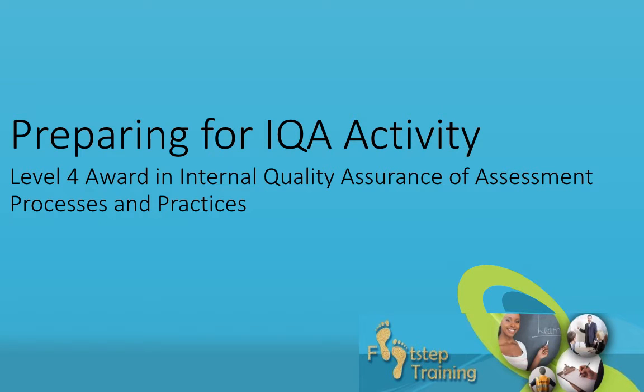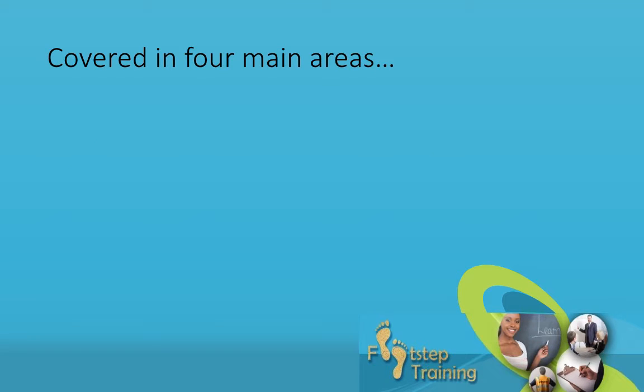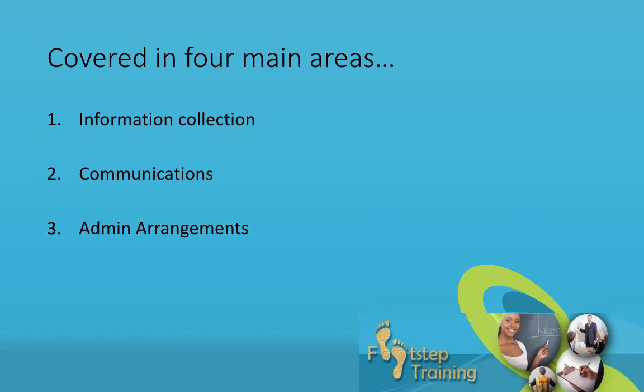Preparing for your IQA activity. So what information might you need if you are preparing for your IQA activity? We're going to cover this in four main areas. These four main areas are information collection, communications, admin arrangements, and resources.